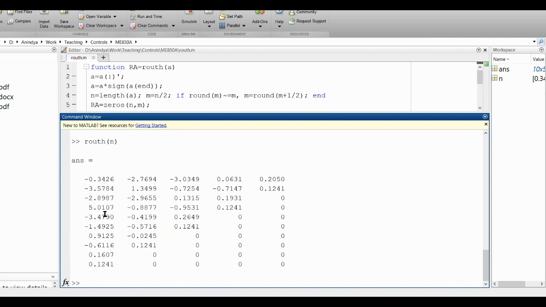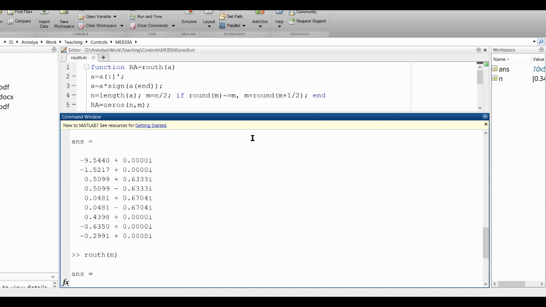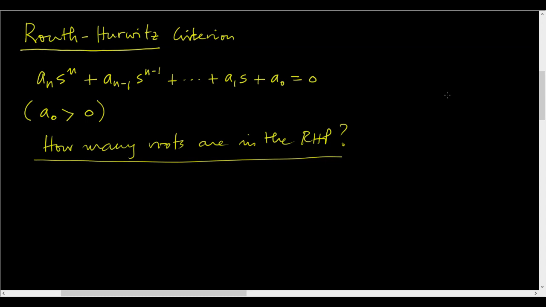The number of sign changes you see in the first column is equal to the number of right half plane roots. This has to do with complex numbers and arguments, and it's a complicated proof. The proof we will not cover, but we will try to understand what the procedure is and what the utility of it is. Okay, so with modern tools, finding the roots numerically, if the coefficients are known numerically, that is easy, that's not a problem. But sometimes we may have them analytically.